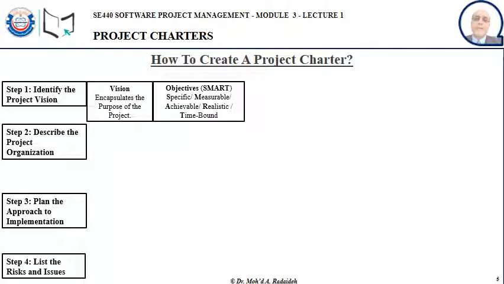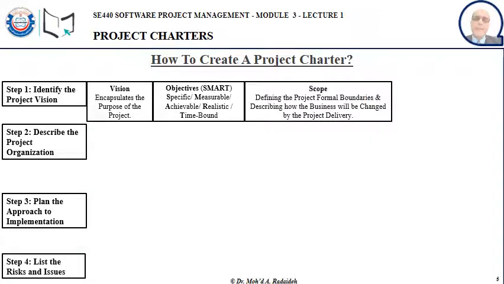So the objectives of the project should be specific, very well specified and defined. And they should be measurable as well. Measurable, we should be able to measure them and evaluate them. Achievable, we can achieve them. They are not imaginations, they are achievable objectives. Realistic, they go with the reality. And time-bound, they can be achieved within a certain time.